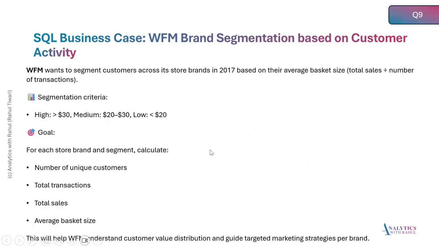WFM wants to segment customers across its store brands in 2017 based on their average basket size. Total sales divided by number of transactions. That is the basket size as per the formula. Segmentation criteria: if it is higher than $30, it's high. If it is $20 to $30, it's medium. And if it is less than 20, then it is low, right? So average basket size is total sales by number of transactions.